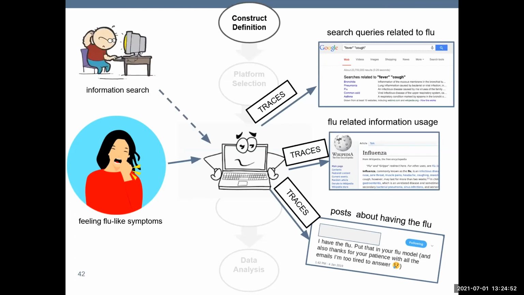But one thing to keep in mind is that these traces can also be generated by somebody who's just looking for information without having symptoms themselves. Maybe they have similar symptoms, but it's not exactly the flu, or somebody they know has symptoms, so they just want to read up more about that.